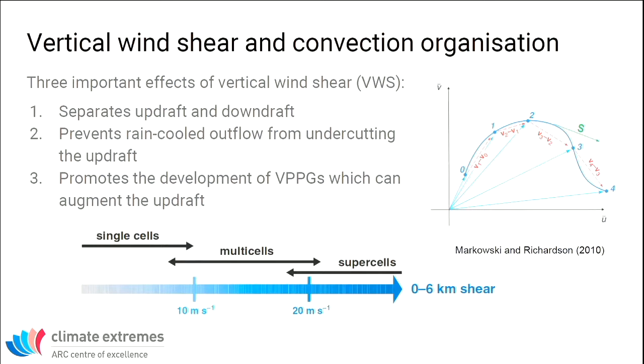For severe convection, you really need one extra ingredient, and that's vertical wind shear. What we mean by vertical wind shear is just changes in wind speed and/or direction with height. And this has three important effects on a storm. First of all, it separates the updraft and downdraft of the storm.